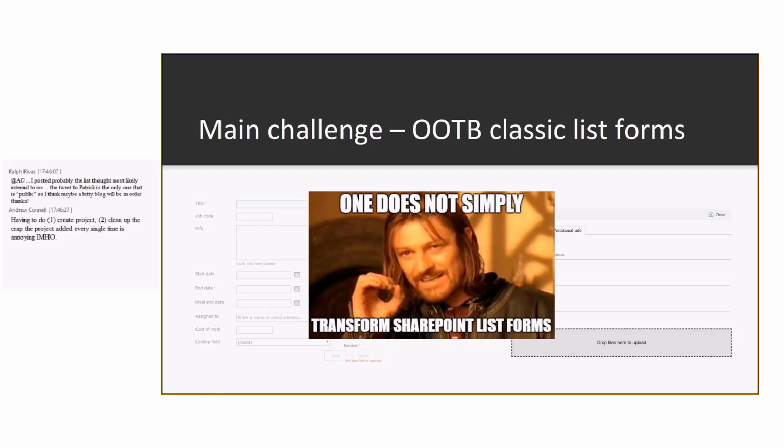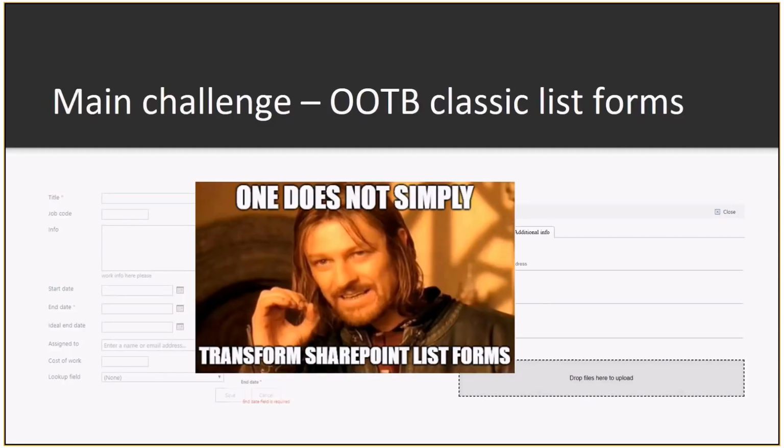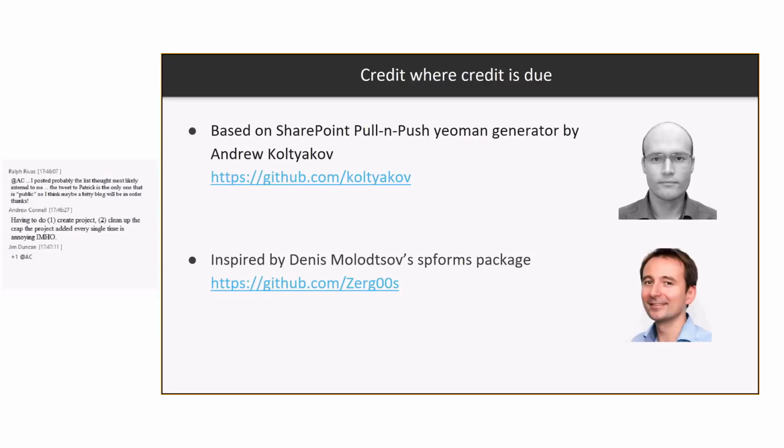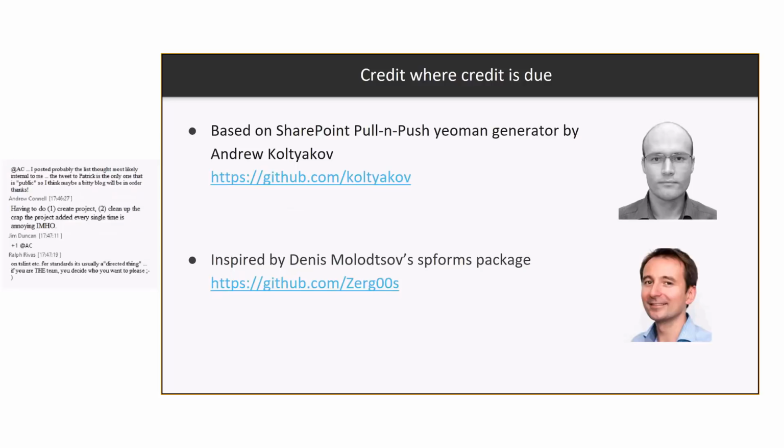Okay, so that's that. But you can say, well, will it be easy for us to use, reuse and understand that package? I really hope so, but let's see it. And before I begin, there are some words to be said about building on the shoulders of giants. There is a Microsoft MVP, Andrew Koltakov, who created a Yeoman generator called SharePoint Pull and Push, or Push and Pull, it's debatable.